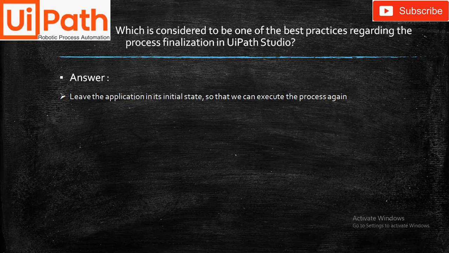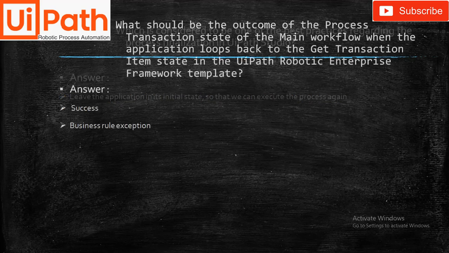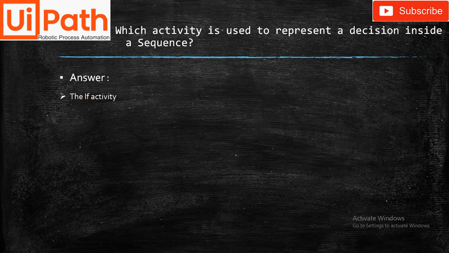Leave the application in its initial state so that we can execute the process again is the answer to this question. What should be the outcome of the process transaction state of the main workflow when the application loops back to the Get Transaction Item state in the UiPath Robotic Enterprise Framework template? The answers are success, and second, business rule exception. Which activity is used to represent a decision inside a sequence? The If activity is basically a control statement, so you can use this as a decision inside a sequence.